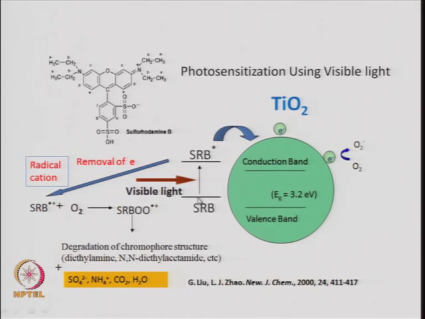So, a very important thing is that this energy gap should be such that this molecule can be excited with visible radiation, and then only you can get this SRB star, which means the excited sulforhodamine B. This is the ground state of sulforhodamine B, this is the excited state, and from the excited state the electron transfers to the conduction band of TiO2, and then it becomes a radical cation and further undergoes degradation in the presence of oxygen, and this electron can be used for reduction of some other species. So, this was another case.